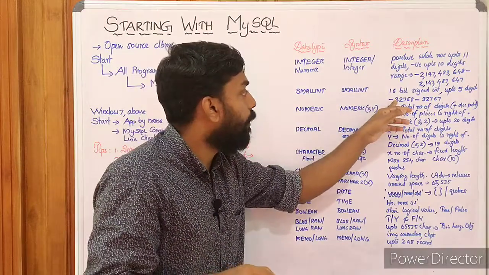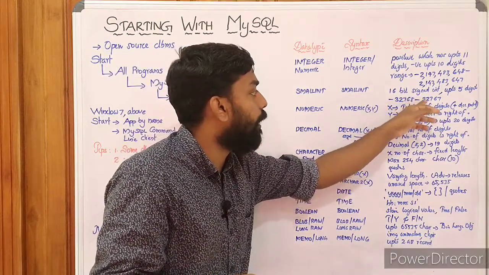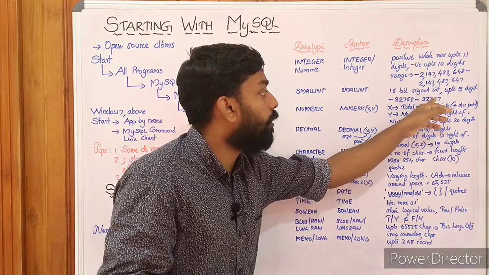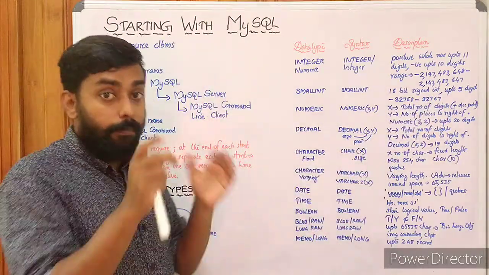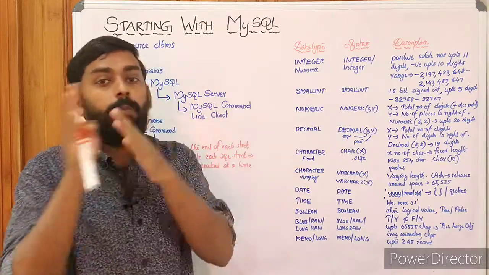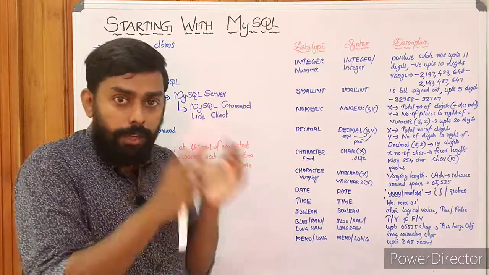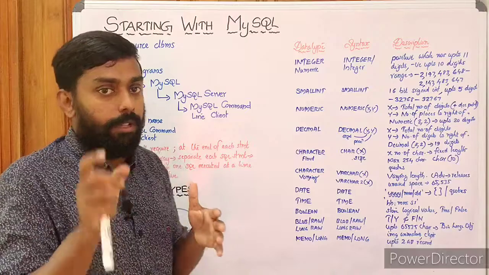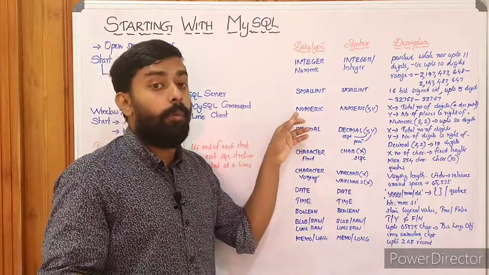Then the range is minus 32,768 to plus 32,767. Minus to plus, the range is between a negative value and a positive value, because it supports both positive and negative. That's it. Then the third one, numeric.